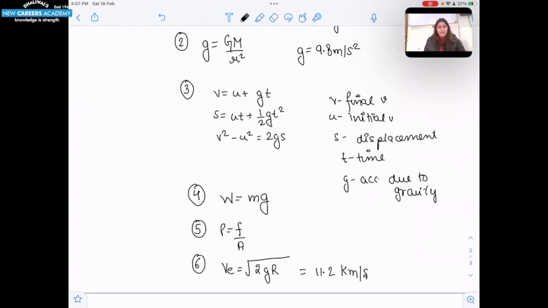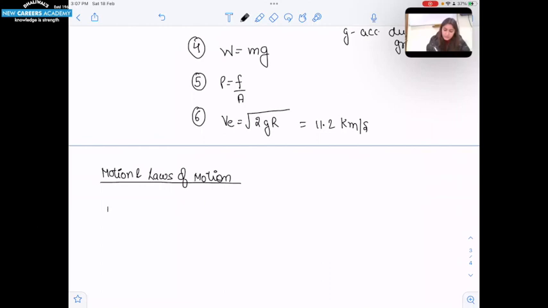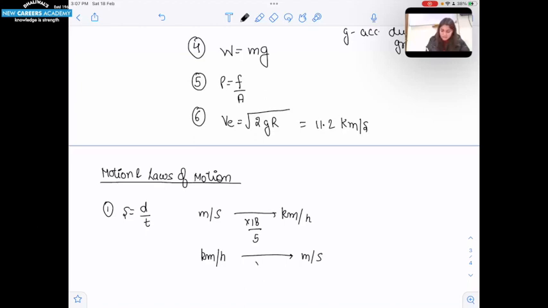Next chapter we have is motion and laws of motion. The first very basic formula is formula for speed. Speed is equal to distance by time. If we want to convert meter per second into kilometer per hour, we multiply it by 18 by 5. And if we want to convert kilometer per hour into meter per second, we multiply it by 5 by 18.